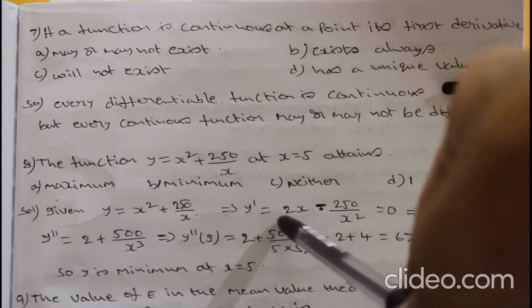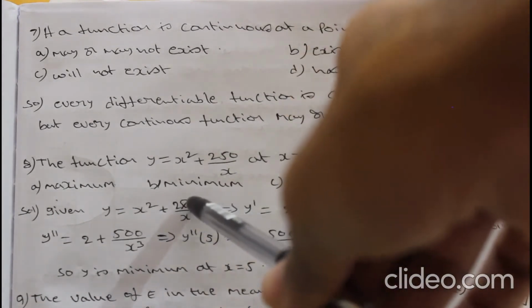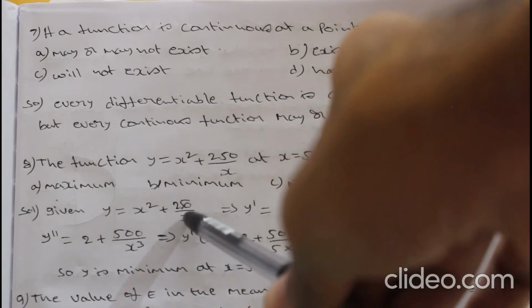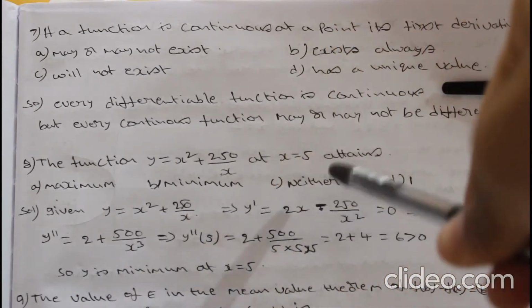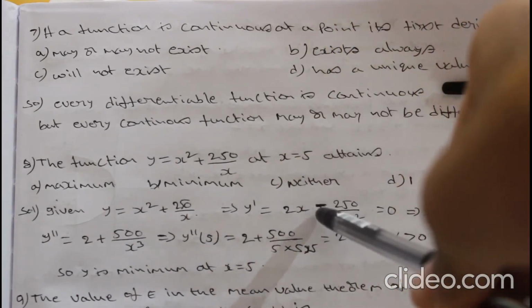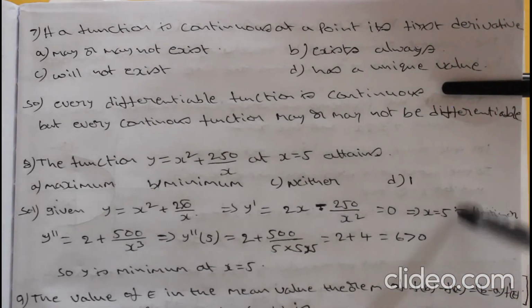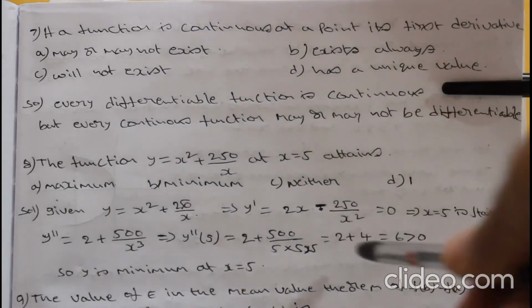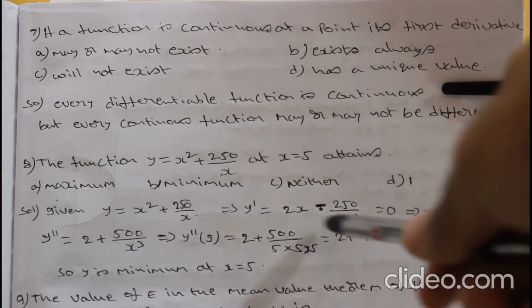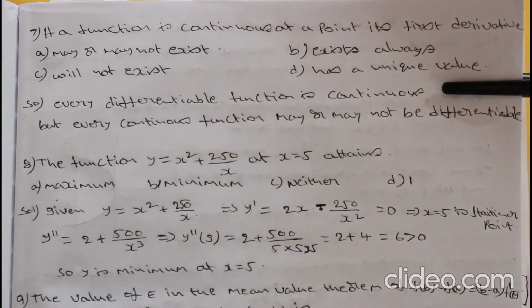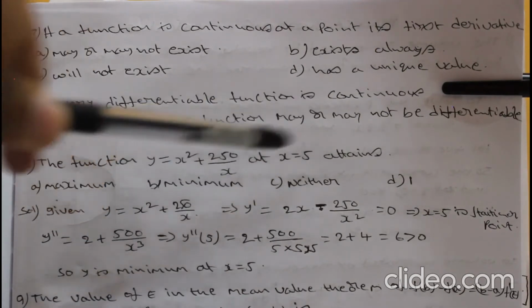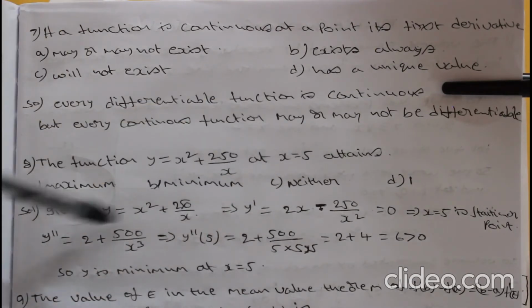So first y dash is nothing but 2x. 250 by x is nothing but 250 into x power minus 1, that is minus 1 into x power minus 2. So 2x minus 250 by x square. We need not calculate here, I am just showing how to find the stationary point, as I said earlier. Basically while finding maximum we have to find the stationary point. Here it is already given, but let us find. If you equate it to 0 you will get x is equal to 5, that is the stationary point. Now that is given already. Now y double dash.